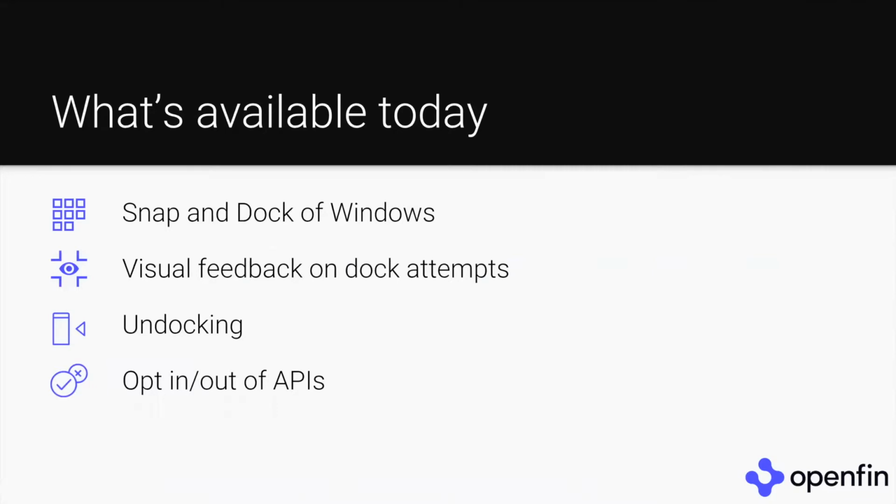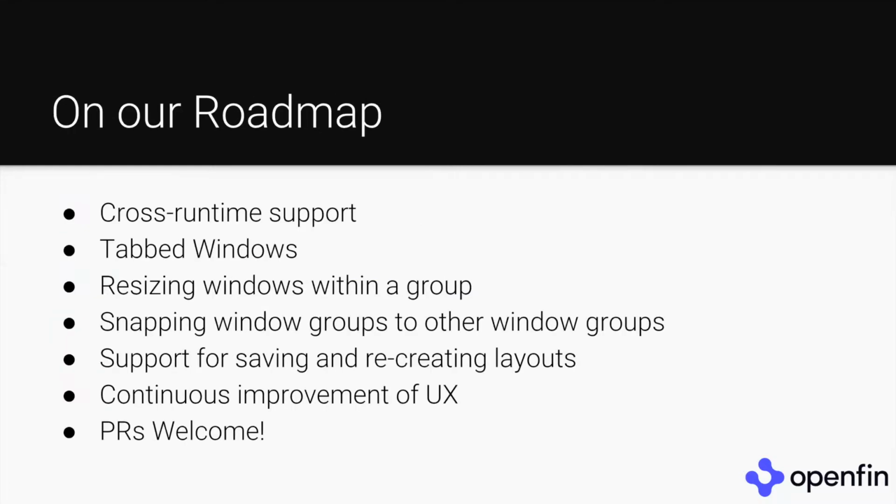So as you saw, there are a bunch of things available today. We have snap and dock of windows. We give you visual feedback on dock attempts. We have undocking both through key commands and APIs. And you can opt in and out of the snap and dock behavior via configuration, as we saw with the deregistered app. But that's not all. There's a lot that's coming up over the next several months.